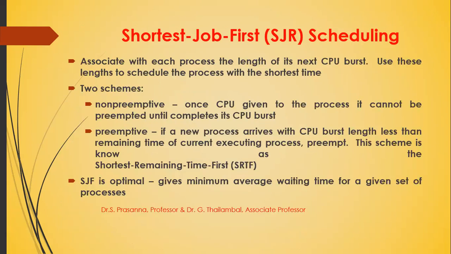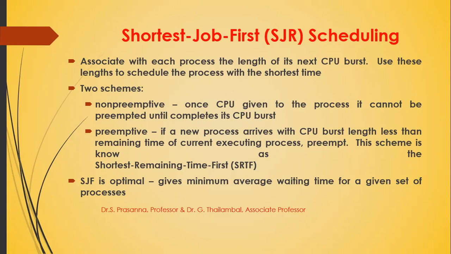So the next type of scheduling is shortest job first scheduling. In this scheduling, whichever process has the shortest burst time will be taken for execution. So associate with each process the length of its next CPU burst, and use these lengths to schedule the process with the shortest time. It could be a preemptive or a non-preemptive type of shortest job first scheduling.